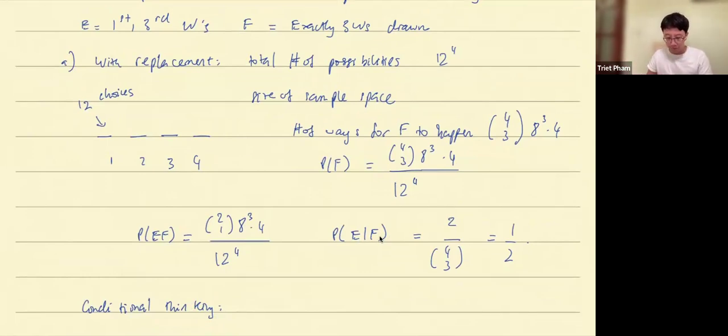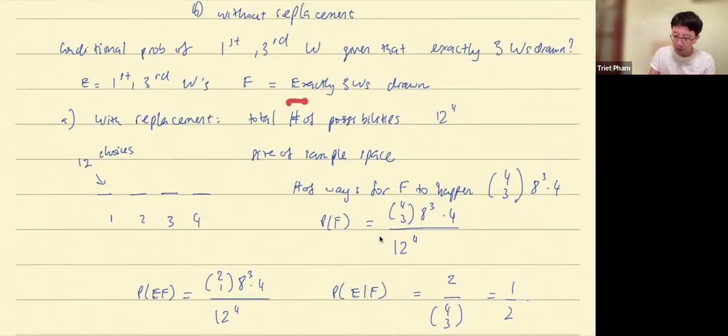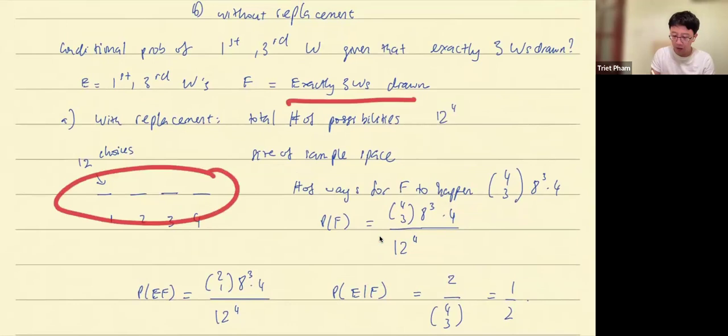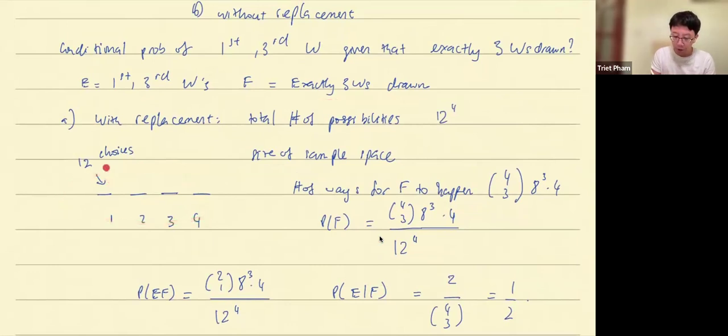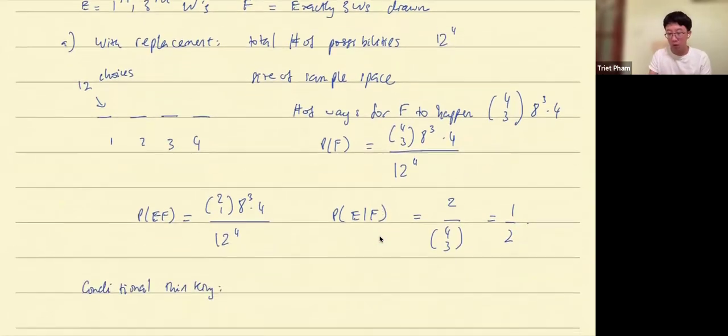So what's conditional thinking? Conditional thinking is as follows. Condition on F. What does that mean? That you know there are exactly 3 whites in the 4 positions. That's what you know. What do you want? You want the first and the third position to be white. What's the probability of that? You know 3 whites out of 4. That's what you know.